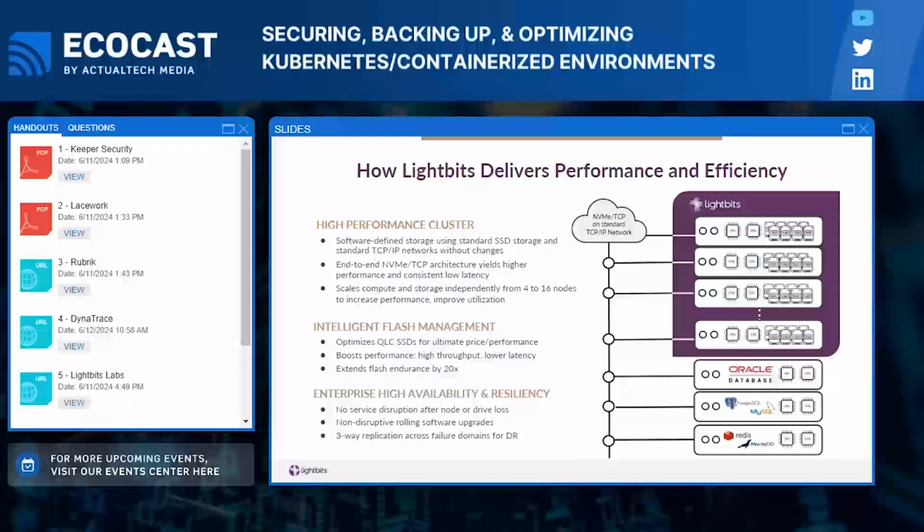So we have no service disruption after a node or drive loss. There's redundancy all throughout the infrastructure stack, from drive to CPU to networking. So we can always handle any issues that happen in the data center, just like your Kubernetes infrastructure should be able to. Non-destructive rolling software upgrades, which you'd expect. And like I said, up to 3-way replication. And this takes the concept of failure domains into consideration. So you can set separate areas of maybe power and cooling in the data center or in the cloud zones, and they can become your failure domains just like you'd have in your Kubernetes cluster.